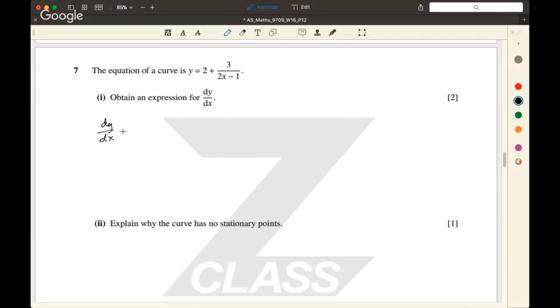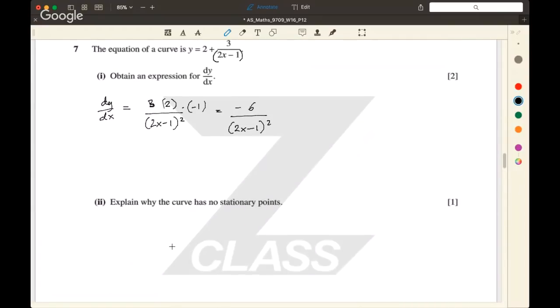So dy dx, the first term disappears. And the second term is 3 times 2 over 2x minus 1 times minus 1. So we're differentiating this bracket, 2x minus 1 squared. For this bracket, we get a minus 1, and then it picks up a squared. We get a 2 from the inside. So that's minus 6 on 2x minus 1 all squared.